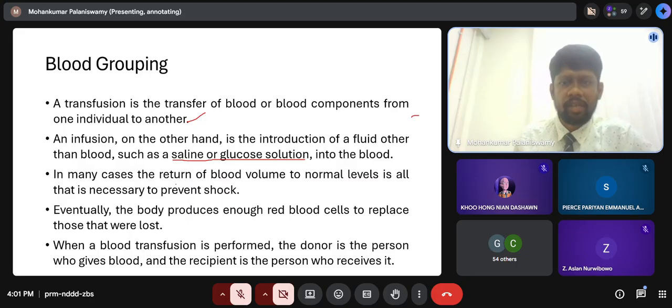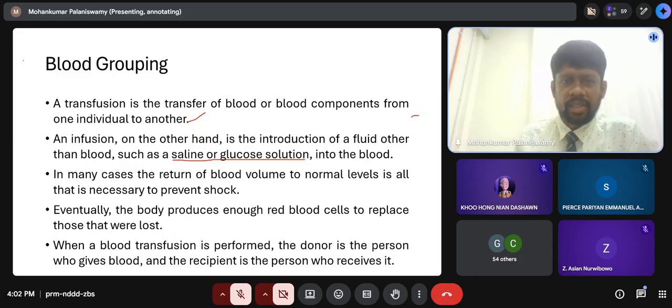In many cases, the return of blood volume to the normal level is all that is necessary to prevent shock. So, for example, a person is riding a motorcycle, he had a fall, he got a head injury, so there is a heavy blood loss. So they take the person to the hospital. If the blood loss is beyond the threshold level, your brain will go into shock. That means the person will enter the coma stage and eventually he will die.